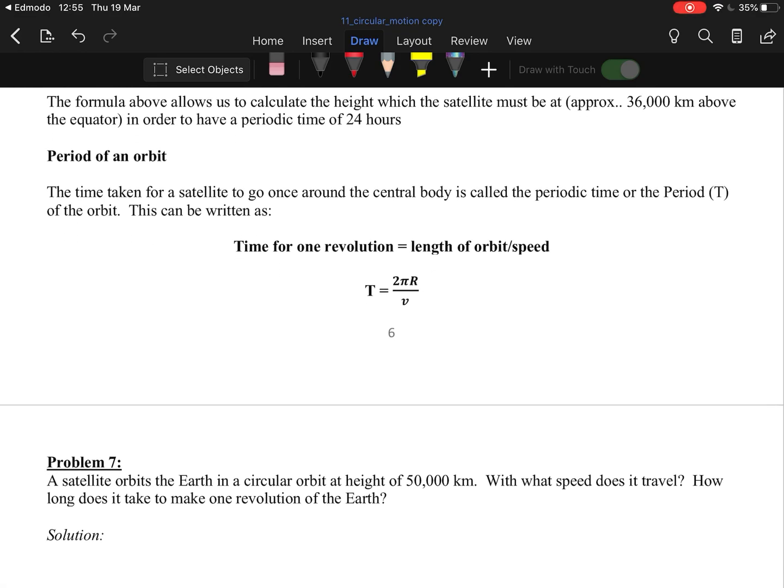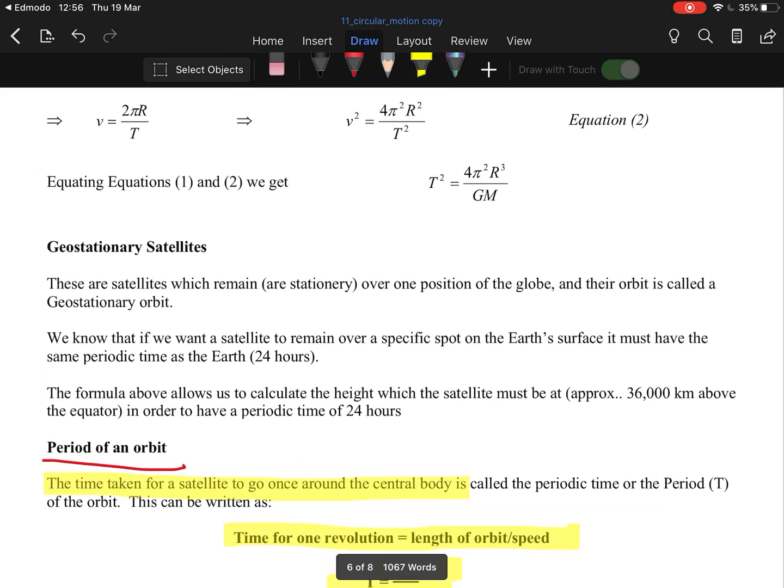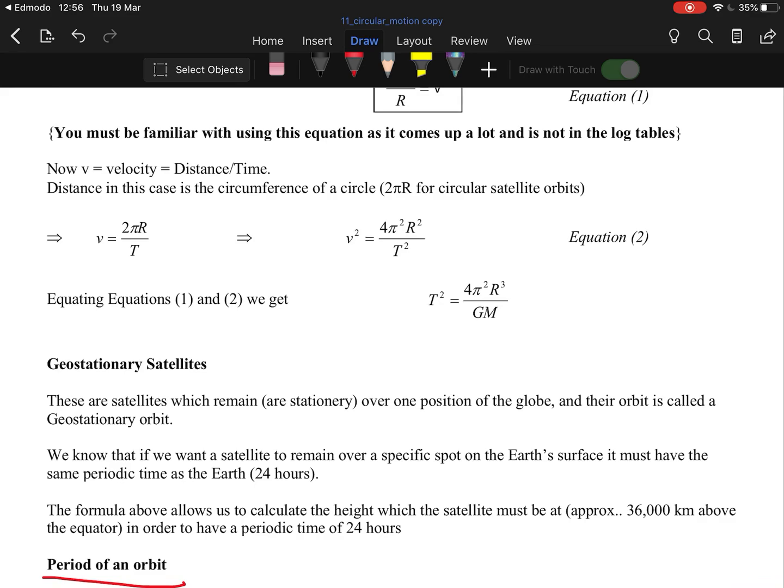Now, period of an orbit. What does the period of an orbit mean? It means the time taken for a satellite to go once around the central body. Okay, so time for one revolution is the length of the orbit divided by the speed, 2 pi r over v. Now that equation, of course, comes from here. You see, we rearrange that equation. T goes up, v goes down. So T equals 2 pi r over v. Similarly, v equals 2 pi r over T.